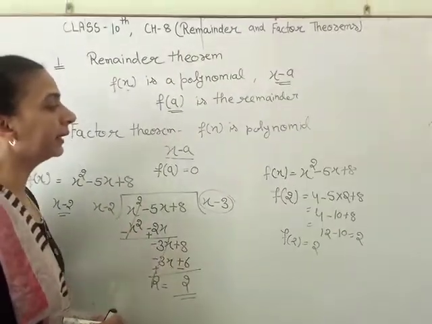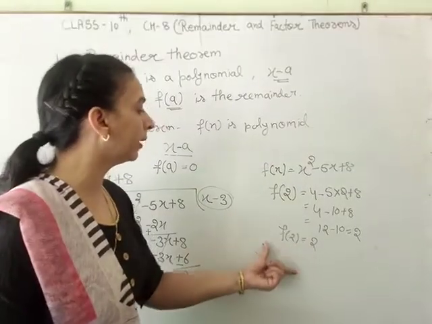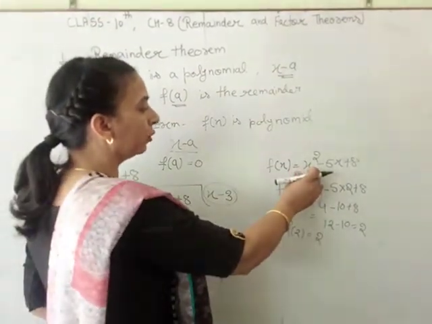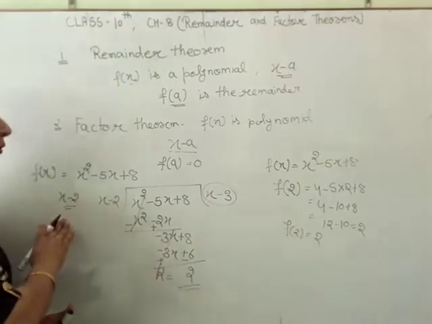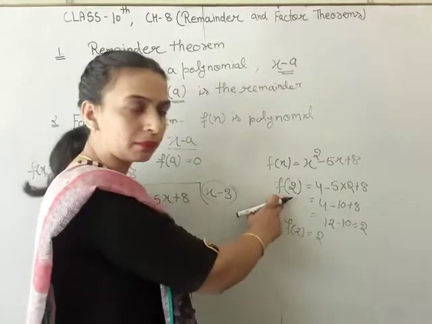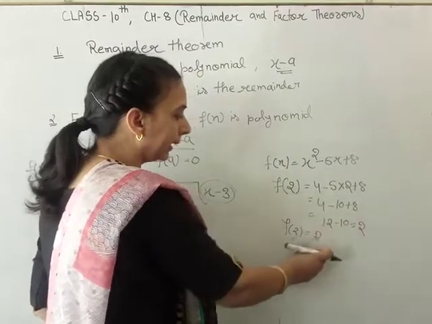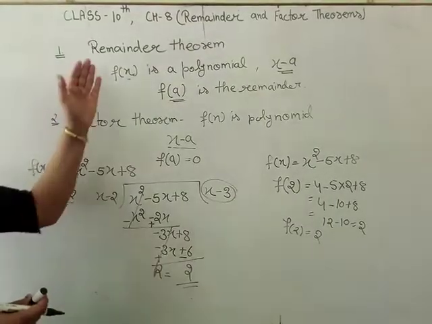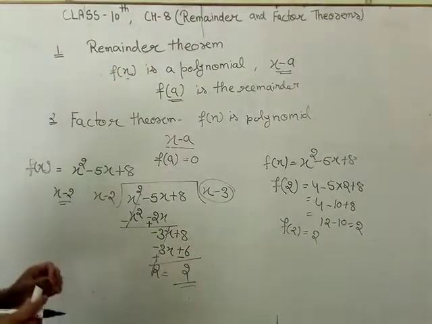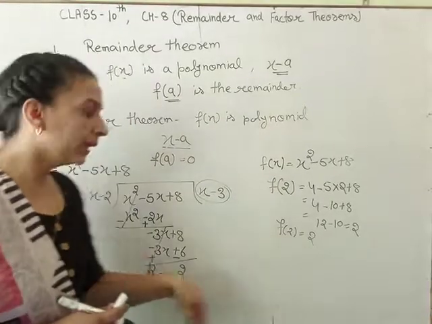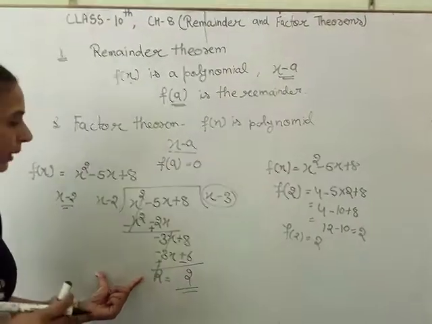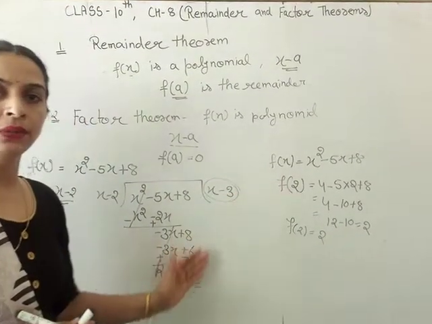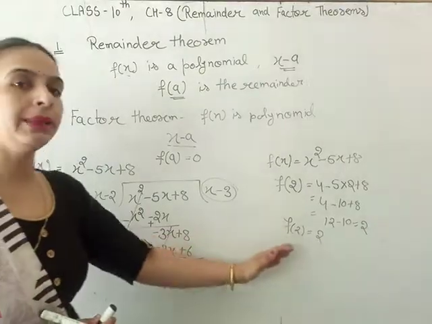That was the division method, but this is our remainder theorem. If we have a polynomial divided by x minus 2, then we put the value of x and solve directly, and this is the remainder. Students, if we find the value of the remainder without the division method, that is the remainder theorem.